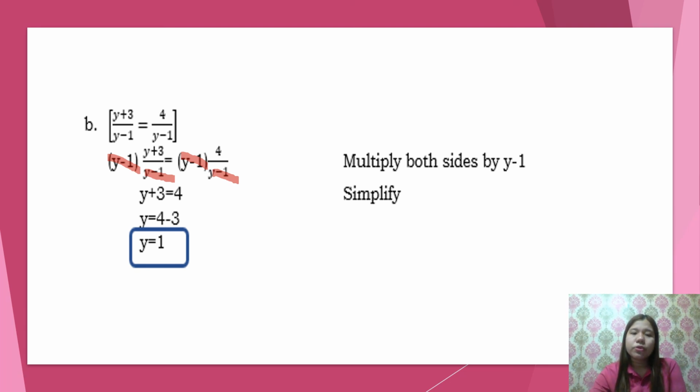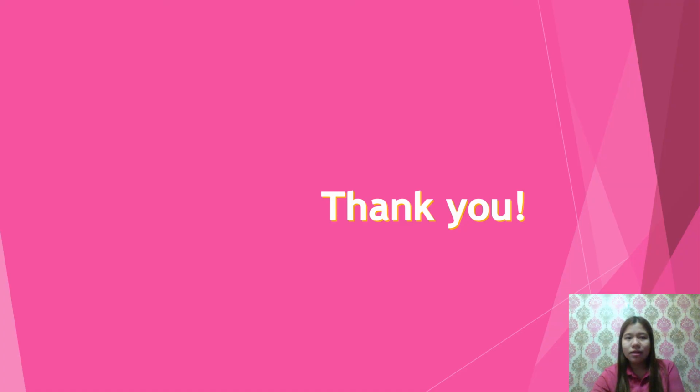Now, y plus 3 is equal to 4. And then, we have to simplify. There is no problem here with y; y is what is left here. Then, we have 4 here. And then, we transpose the 3 to the other side. So, from positive, this will become negative. So, y equals 4 minus 3. And then y equals 1. So, this is the final answer. Okay, thank you, class.